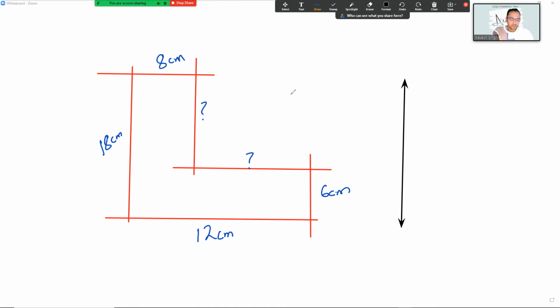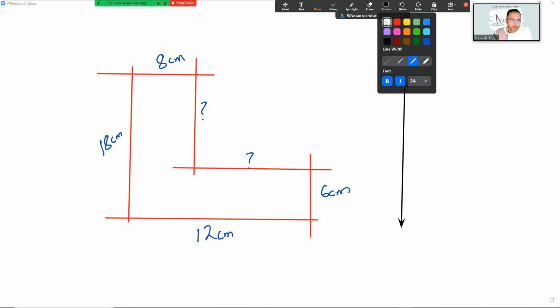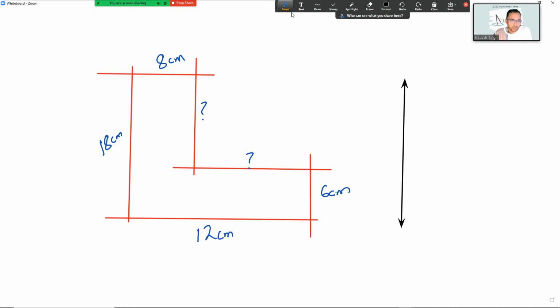That's when you will find it. So we're trying to find the area of this shape. Looking at this shape carefully now, watch this. We've got this over here is 18.